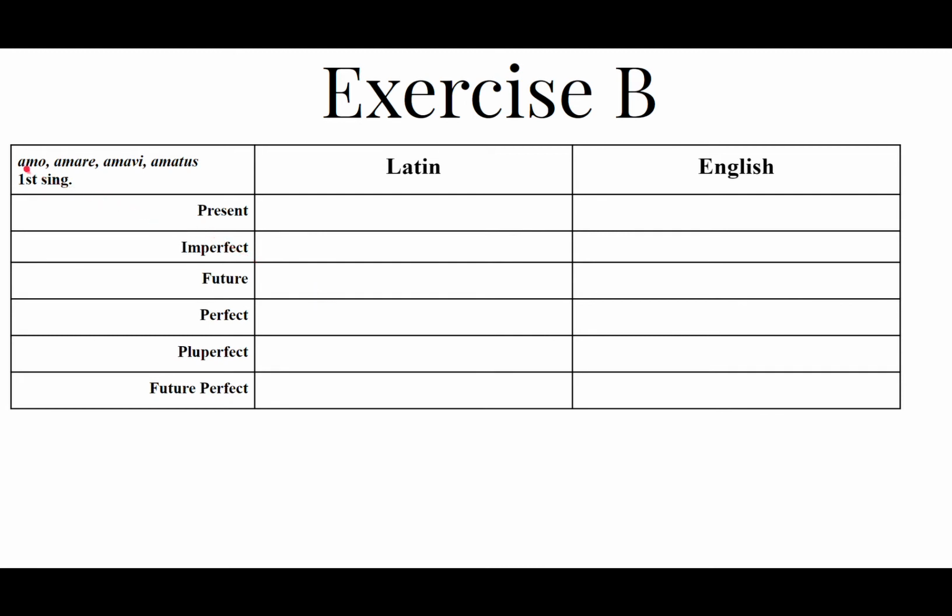So, amo, amare, amavi, amatus. As a basic overview, the present, imperfect, and future are going to come from the present stem. You already know that. Chop the re off of the second principal part to get the present stem ama. And that's going to go right here pretty much. And then the perfect stem is used for these tenses, the perfect, the pluperfect, and the future perfect. So third principal part minus the i.